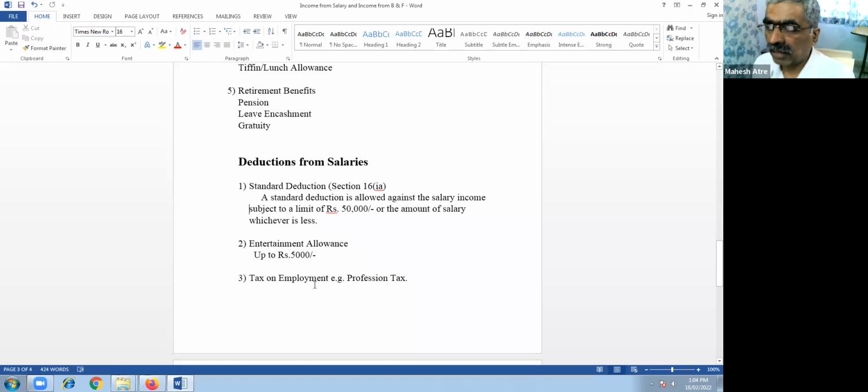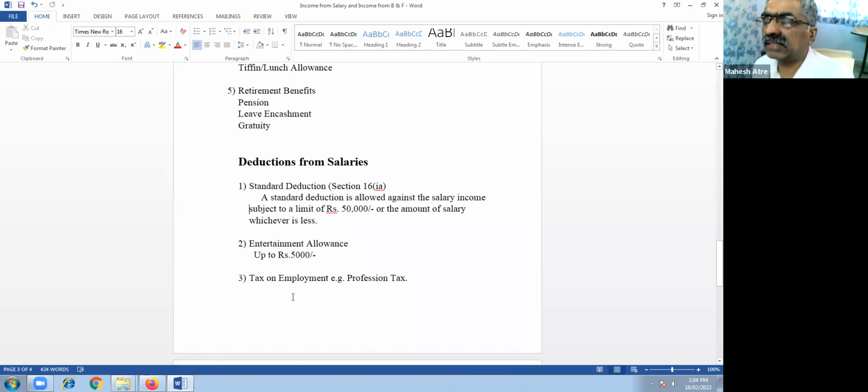Maximum deduction is 5,000. Dear students, please try to understand, entertainment allowance is available to the employee if entertainment allowance is given by the employer to the employee. If the entertainment allowance is not given to the employee, it is not applicable. And I am going to tell you that in 95% of cases now, the entertainment allowance is not provided or not paid by the employer to the employee. So now in practical life, entertainment allowance is a very, very rare case. Very few places give entertainment allowance.